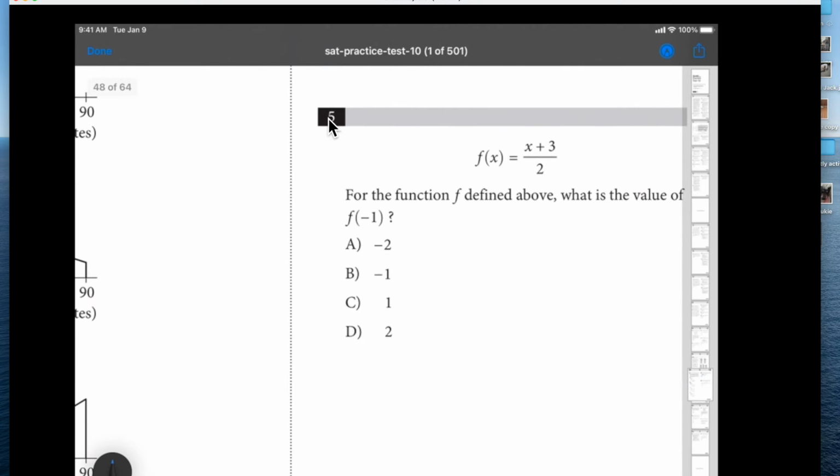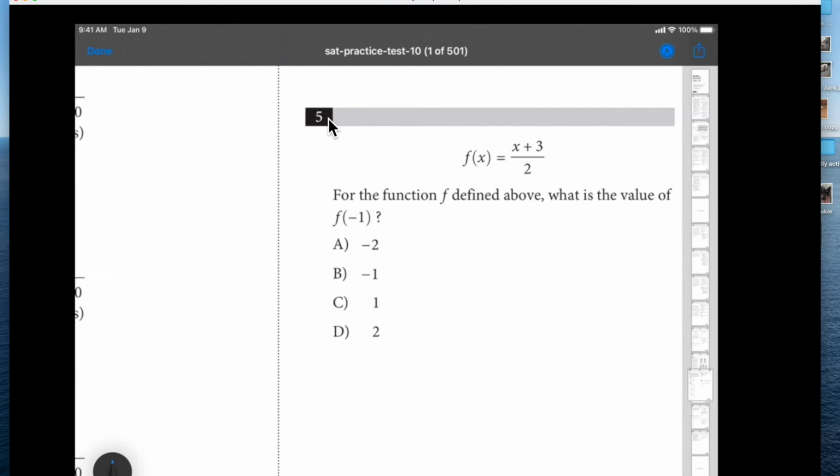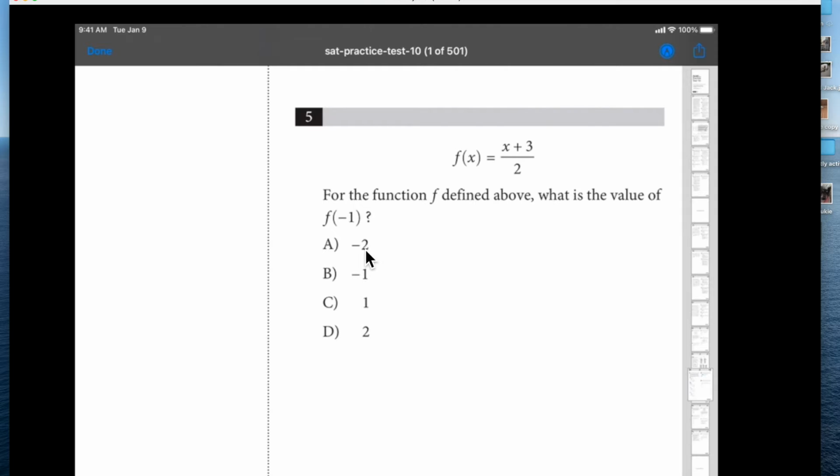Number 5. If f of x equals x plus 3 over 2, what is the value of f of negative 1? So what you do here, folks, is you pattern match. And you see that instead of f of x, they want you to do f of negative 1. So wherever you see an x, you're going to replace that with negative 1. So you're going to have negative 1 plus 3 over 2. And that's going to be 2 over 2 or 1. So the choice there is going to be C.